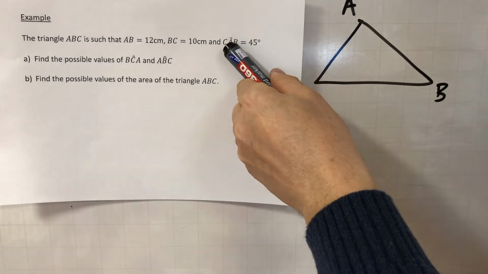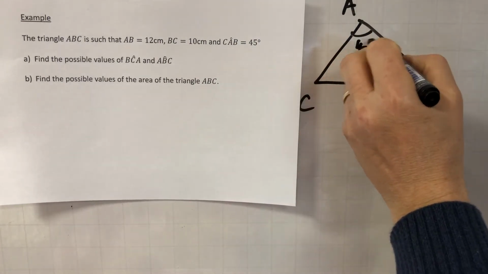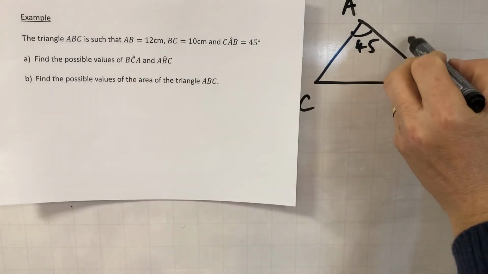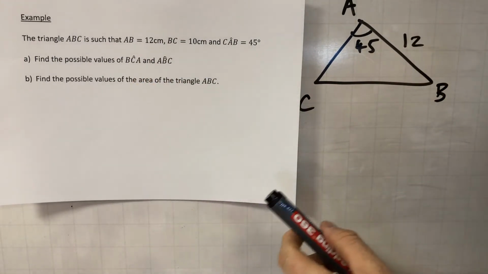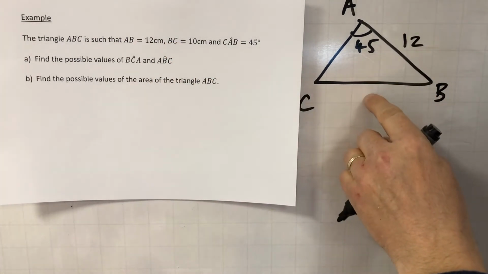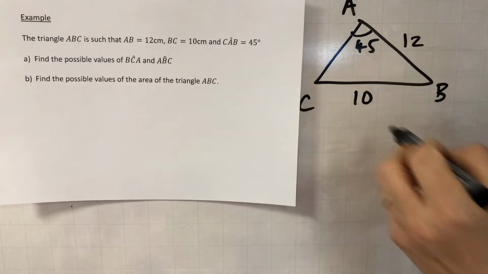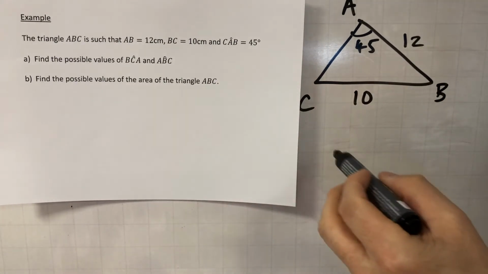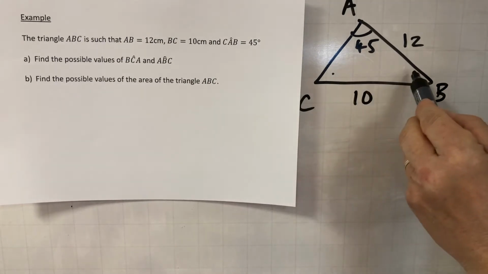We're told that angle A is 45. We're told that AB is 12. And we're told that BC is 10. We are asked to work out the possible values for C and for B.